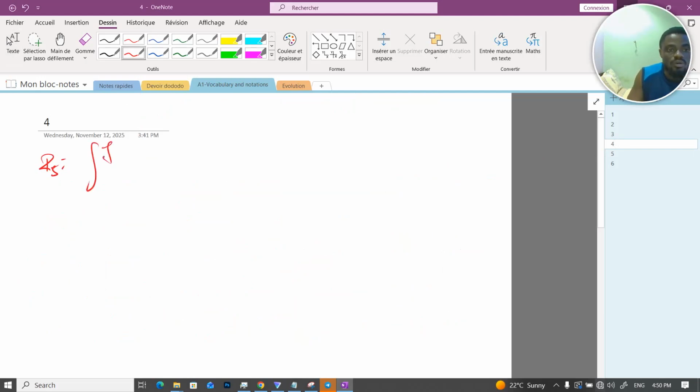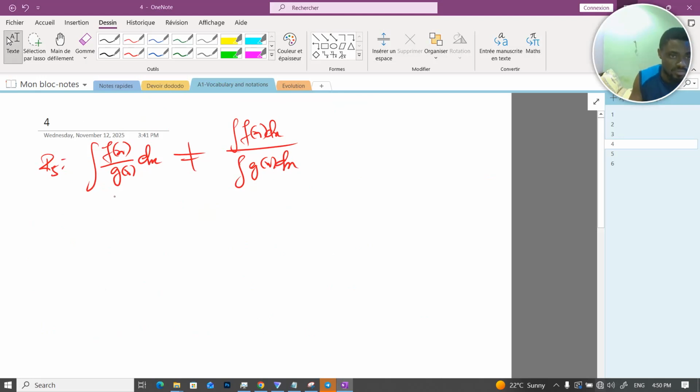the integral of f of x over g of x dx is never equal to the integral of f of x dx all over the integral of g of x dx. Never make this error. Never try to write this in this form. It's not the same thing.